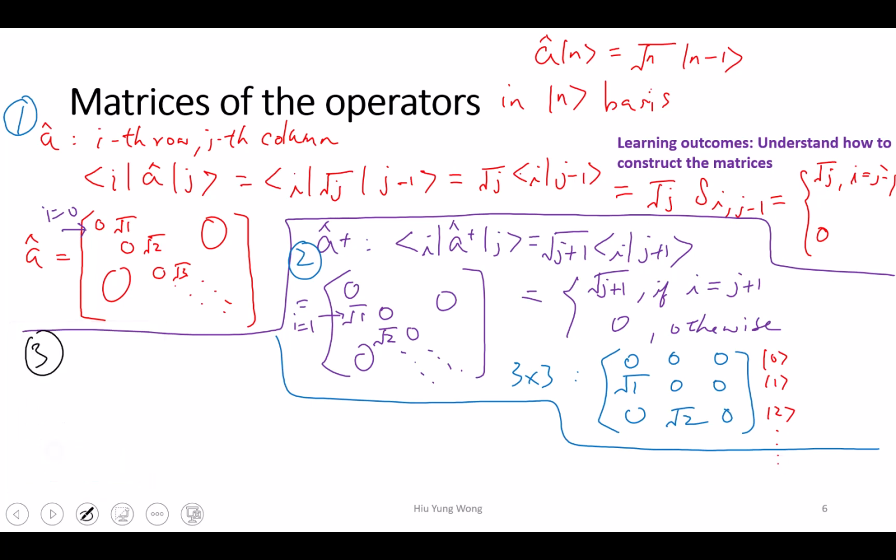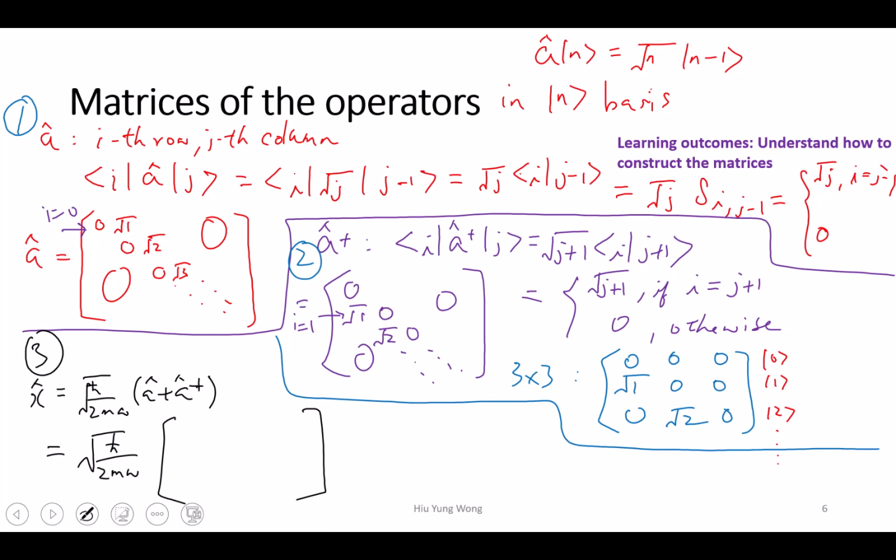Now, how about x? Now, x is just equal to the square root of h bar divided by 2m omega, times a plus a dagger, which I did not mention last time, but I gave you in the review, just the addition of them, right? So if you try to write the matrix form in the n eigenbasis, then this becomes what? I just add them together, right?